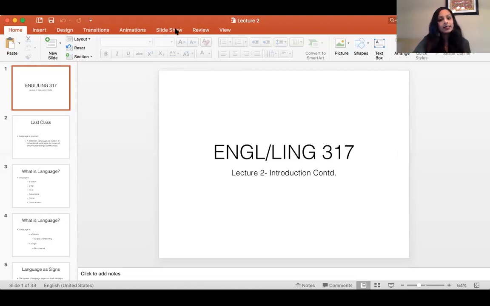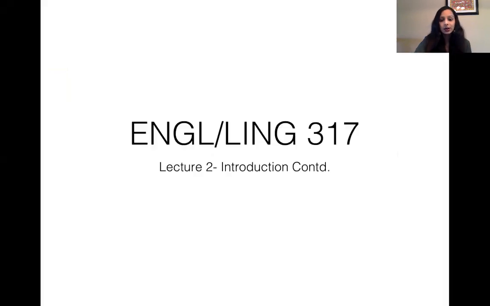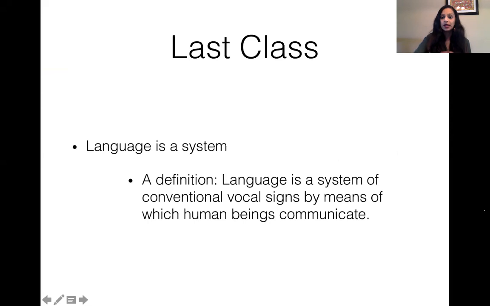So in the last class, we actually looked at a definition of language as a system. Like I mentioned last week, we are still in the review of English Linguistics 315, so we're refreshing our memory about some of the things that will be fundamental and foundational to a history of English as we go along this semester. To remind you, language is a system of conventional vocal signs by means of which human beings communicate.